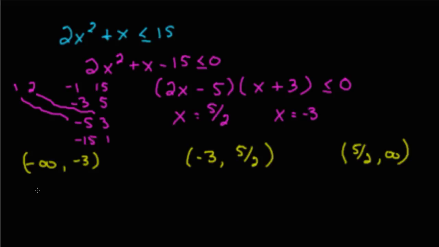We'll pick x equals -4, and we'll say 2 times -4 squared plus -4. Is that less than or equal to 15? Well, -4 squared is 16. 16 times 2 is 32. 32 minus 4 is 28. So 28 is not less than or equal to 15, so that region is not true.